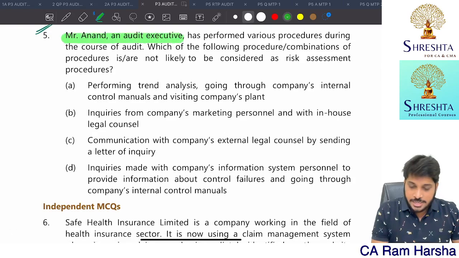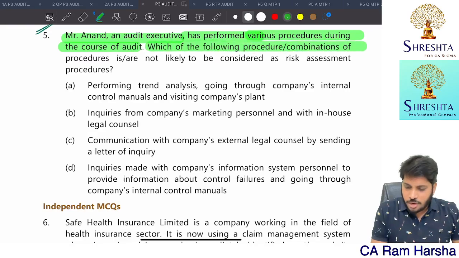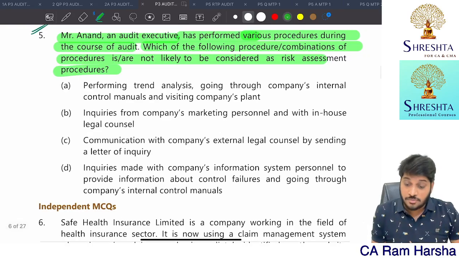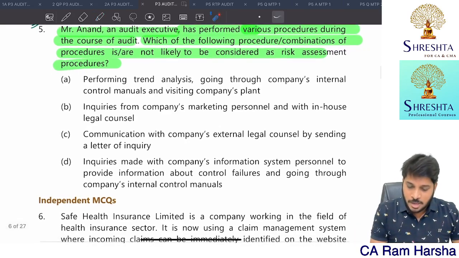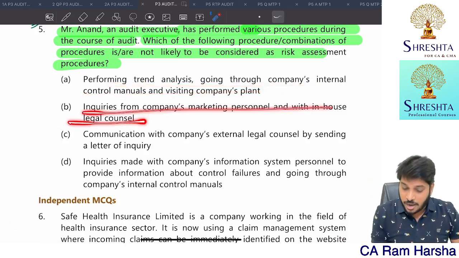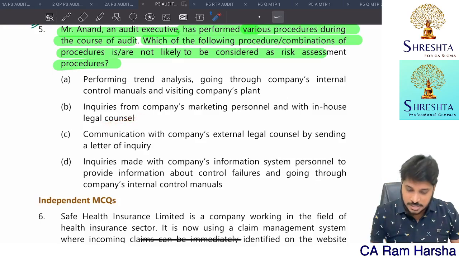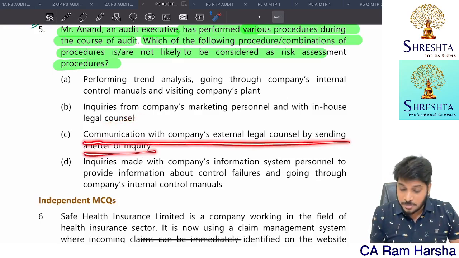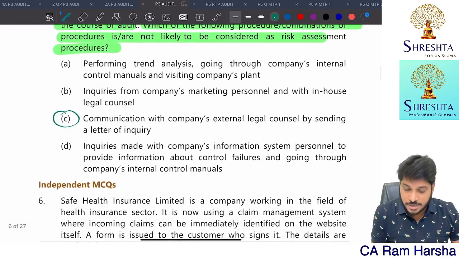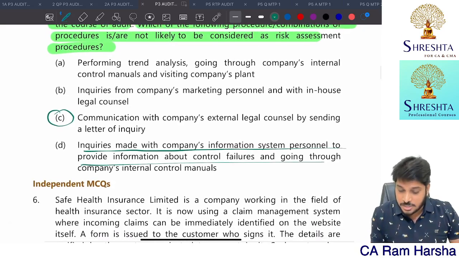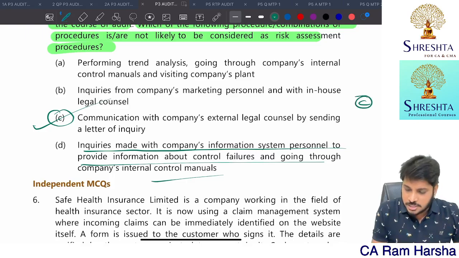Mr. Anand, an audit executive, has performed various procedures during the course of audit. Which of the following procedures is not likely to be considered as a risk assessment procedure? Performing trend analysis and analytical processes is part of risk assessment. Inquiring of marketing personnel with in-house legal counsel is a risk assessment. Communication with company legal counsel by sending a letter of inquiry is not a risk assessment. Inquiries made within the company information system regarding control failures are not a risk assessment.